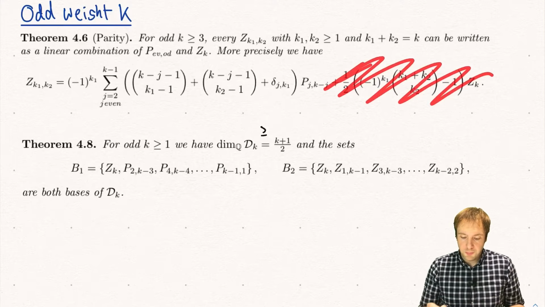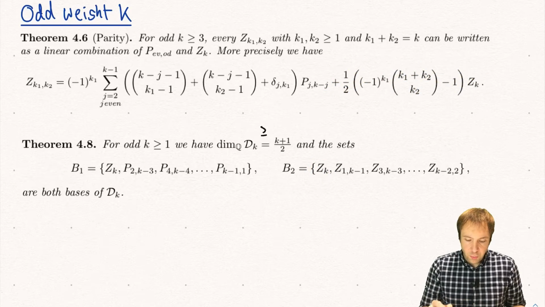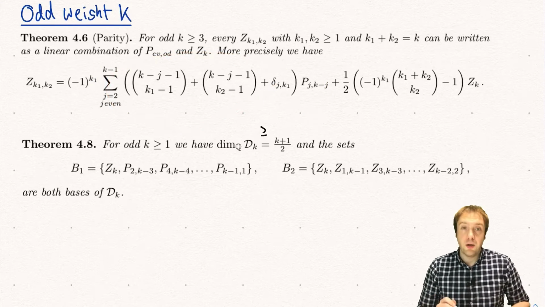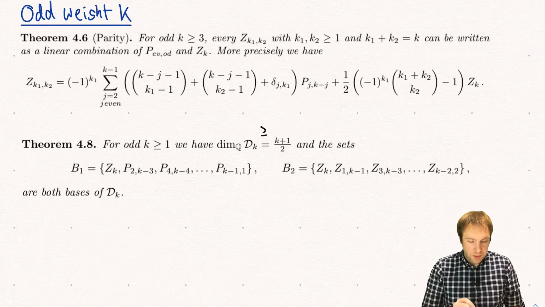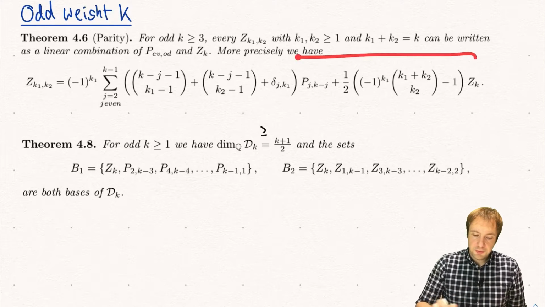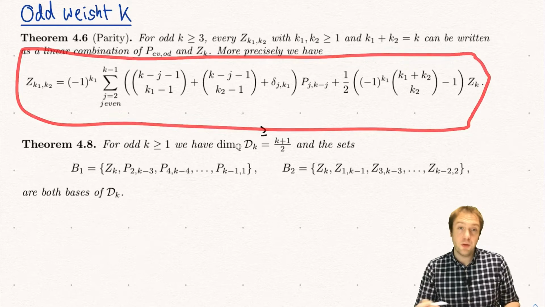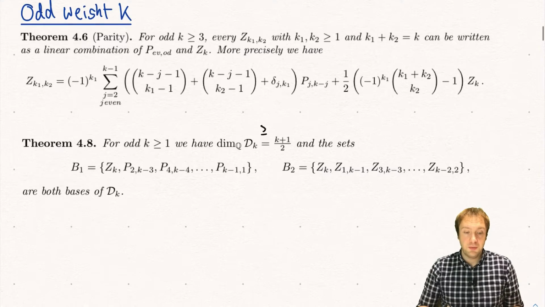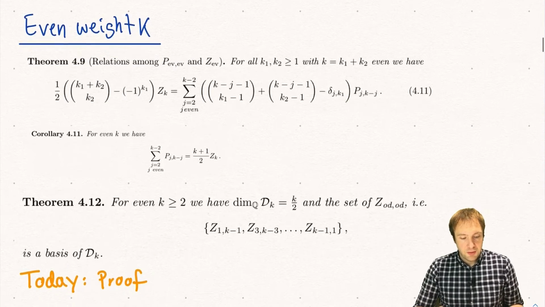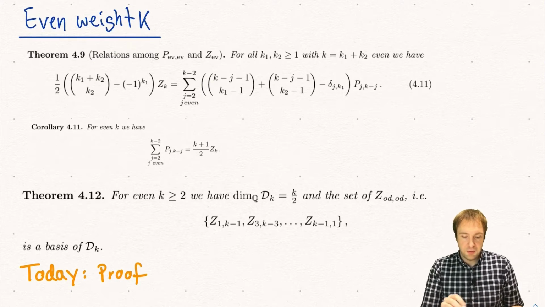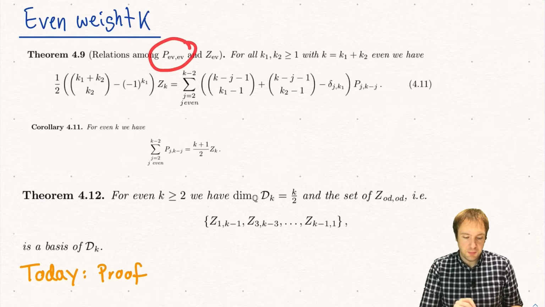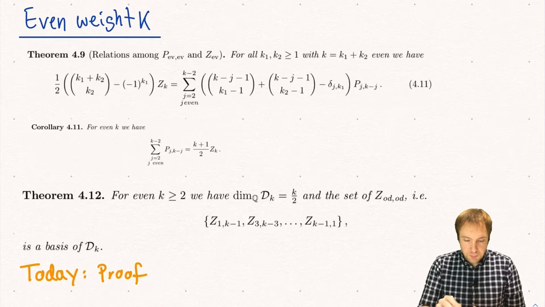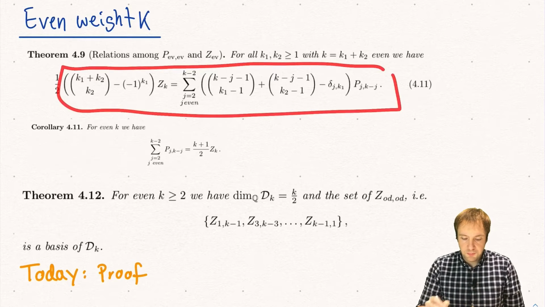So ignoring this term here because it's a basis element, we just needed to invert this formula here by using some argument modulo 2. And then this parity result followed from some more general lemma, and this lemma also implied a statement for the even weight case. So for even weight k, we obtained relations among these P even and these single Z's, and we also gave explicit formulas here.